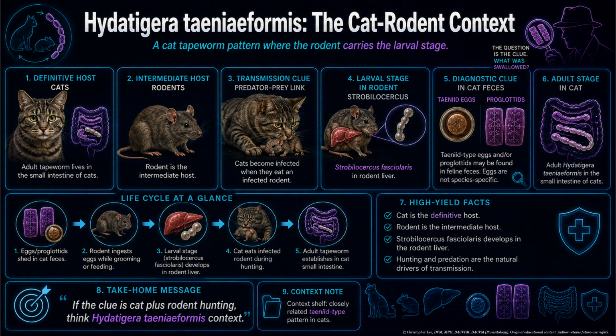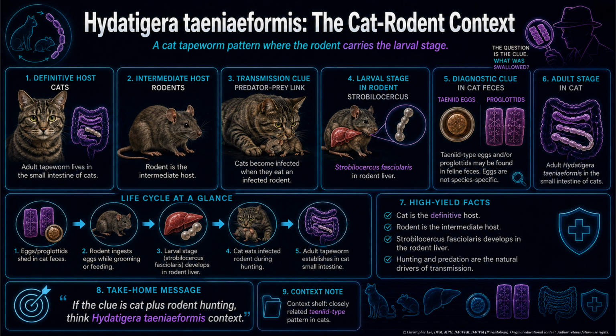The adult tapeworm lives in the feline small intestine, and eggs or proglottids pass in the feces. Rodents ingest the eggs, and the larval stage develops as a strobilocercus, classically in the rodent liver. The cat becomes infected when it eats the rodent. The species name taeniaeformis means Taenia-like in form, which places it neatly beside the broader Taenia pattern. Cat plus rodent hunting suggests Hydatigera taeniaeformis.